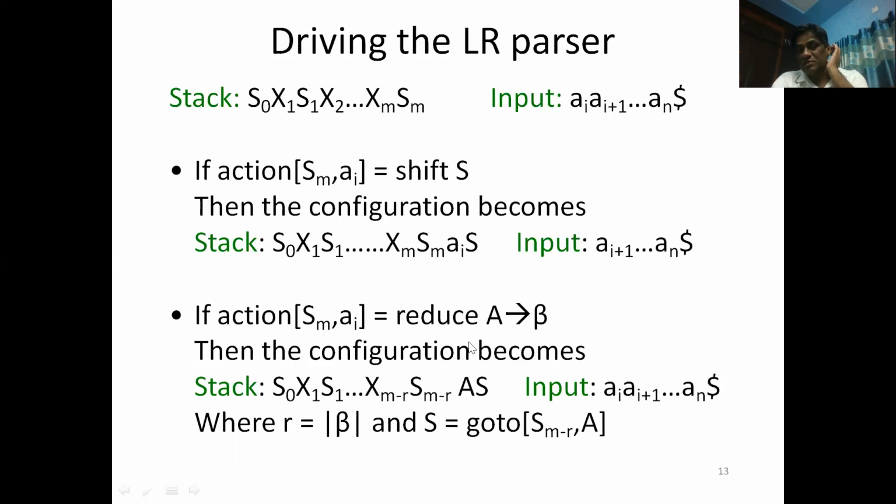And reduce operation means remove twice the number of |beta| items from the stack. Then add the symbols onto the stack. The first symbol is the LHS of the handle with which you are replacing. And then find the goto of S[m-r], A to fill the last symbol. So this process is same as SLR and CLR. We have gone through this process.